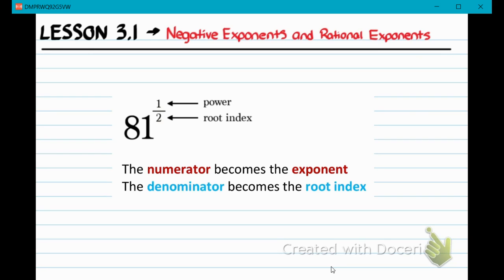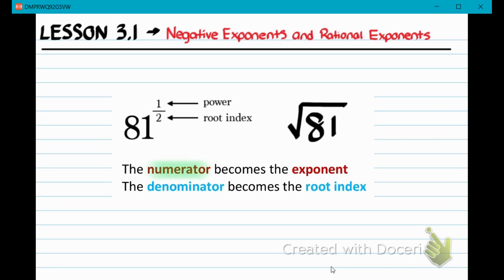So sometimes what you're going to have to do is you're going to have to change this type of expression into a radical. So I would put my radical symbol, 81 goes underneath, and since it's power over root, the power represents the exponent on 81, and the root represents the index, which is 2, which remember we don't write. And we also don't need the exponent of 1. So it's just the square root of 81.